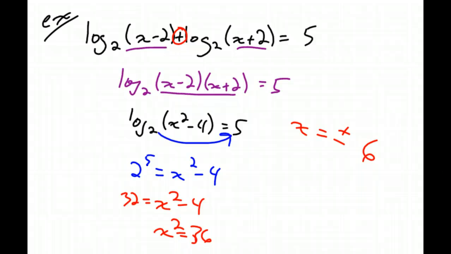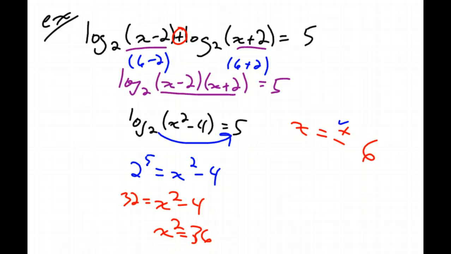Now again, just like in the last one, you got to go back and check for extraneous solutions. This positive 6 is probably good because it looks like it's big enough, because if I had 6 minus 2, that's 4. 6 plus 2 inside that log works. So I know that positive 6 works.